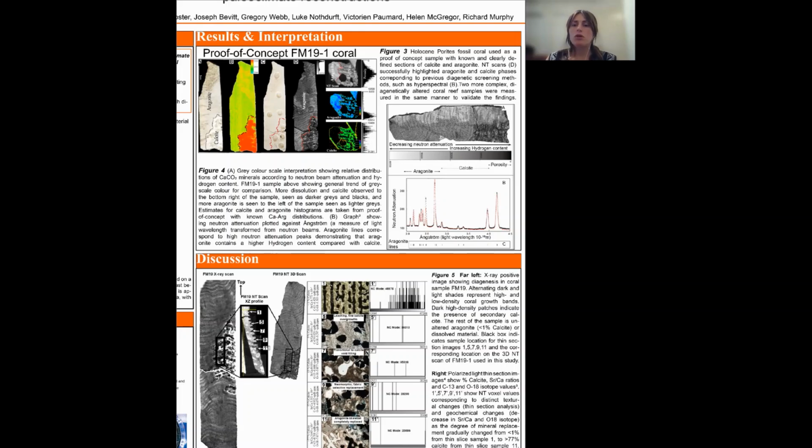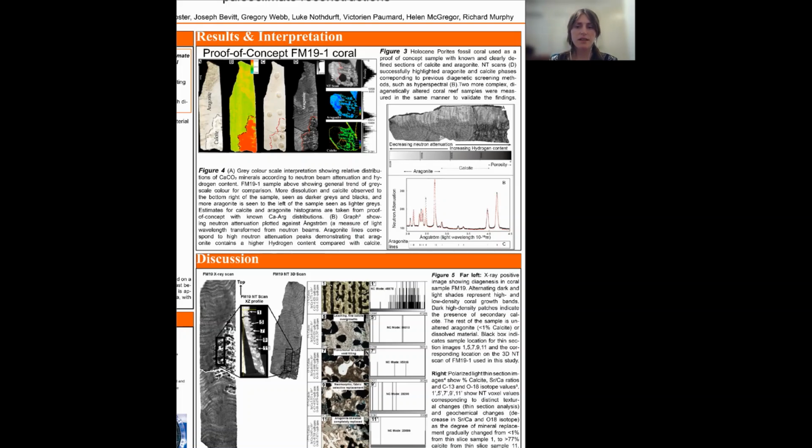So 2 more complex diagenetically altered coral reef samples were also used and measured in the same manner to validate the findings in this study. And those 2 samples also had prior geochronological and geochemical screening that corroborates with the locations of calcite and aragonite across multiple scales, which was crucial to validate the findings in this study. And across all these samples, we consistently found that neutrons were able to locate the sections of aragonite in a 3D sense throughout the core.